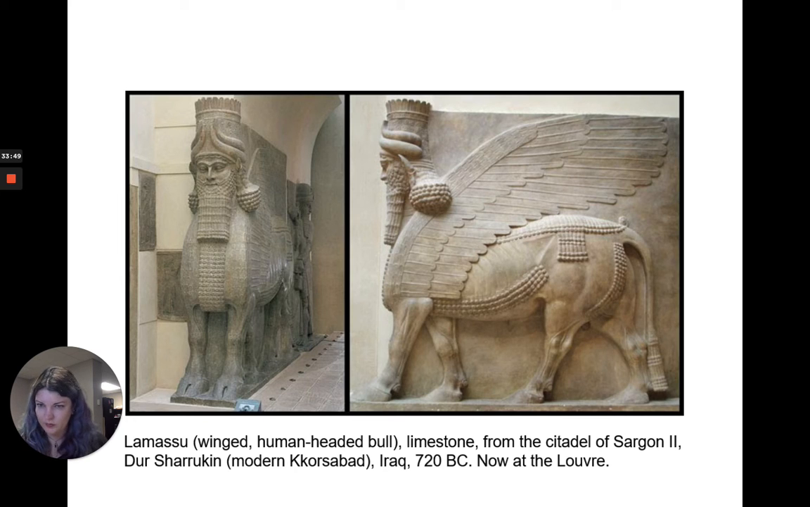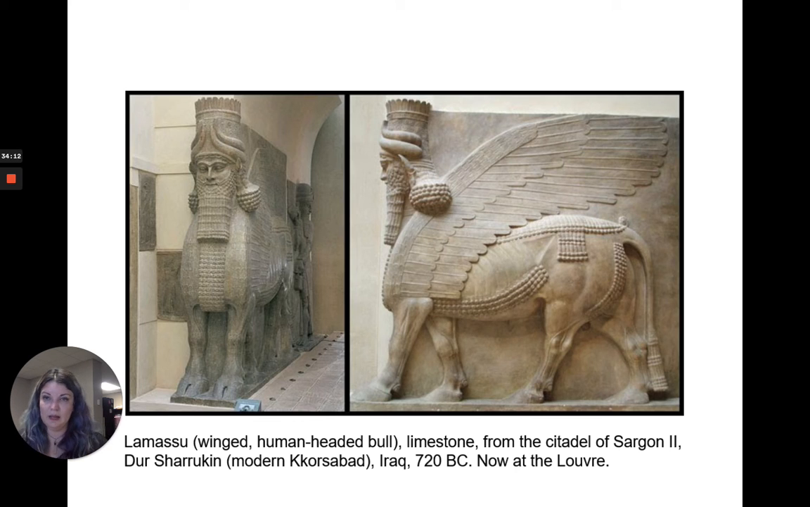Okay, we're getting close to the end, I promise. I know this is sort of long. So Sargon II created a palace, which one of you will tell us about in the discussion online. And guarding the gate to his palace were these colossal limestone lamassus.